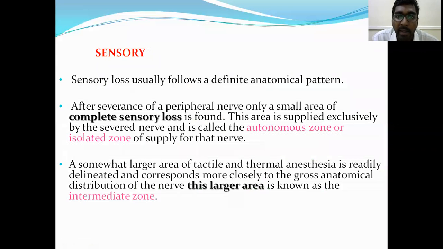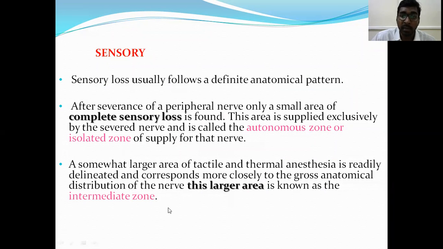And sensory. Sensory loss usually follows a definite anatomical pattern. After severance of a peripheral nerve, only a small area of complete sensory loss is present. This area is supplied exclusively by the severed nerve and is called the autonomous zone or isolated zone of nerve supply.